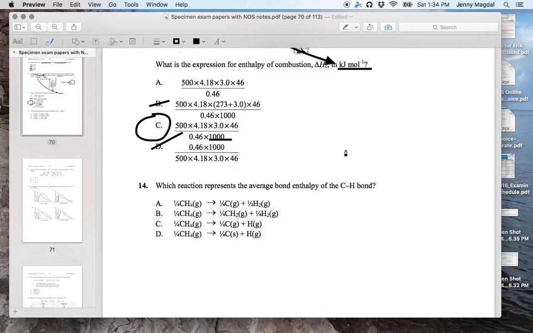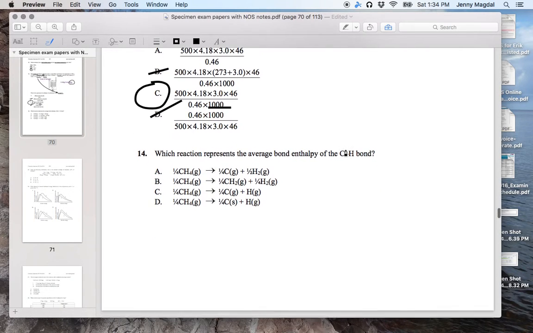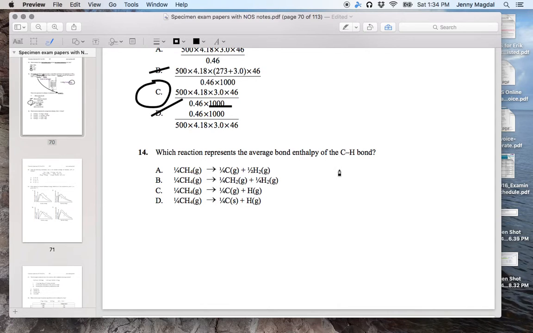Moving on to question 14, we're looking for the average bond enthalpy of the carbon-hydrogen bond. One of the things about average bond enthalpy that you should remember is that it's got to be in gases, so something where everything is a gas. And we can see right off the bat that D has some solid in it, so we cannot use that one.